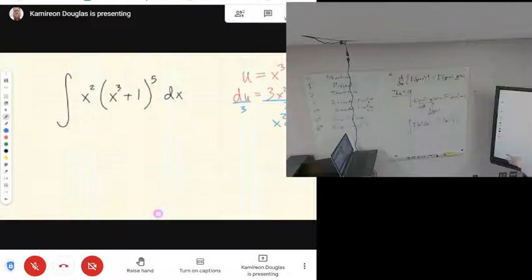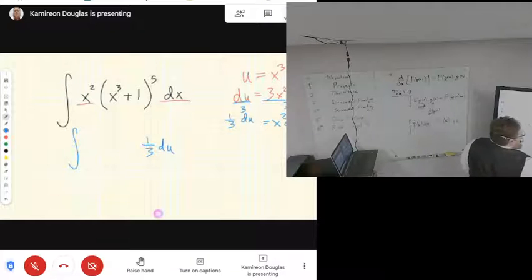That's right. Now, I could write it as du over 3. I'm going to be that guy and do 1/3 du. Okay, everywhere I see an x squared dx, I now replace with 1/3 du. So I have an x squared, I have a dx, I replace that with 1/3 du. I have an x cubed plus 1, that is u, to the fifth power.